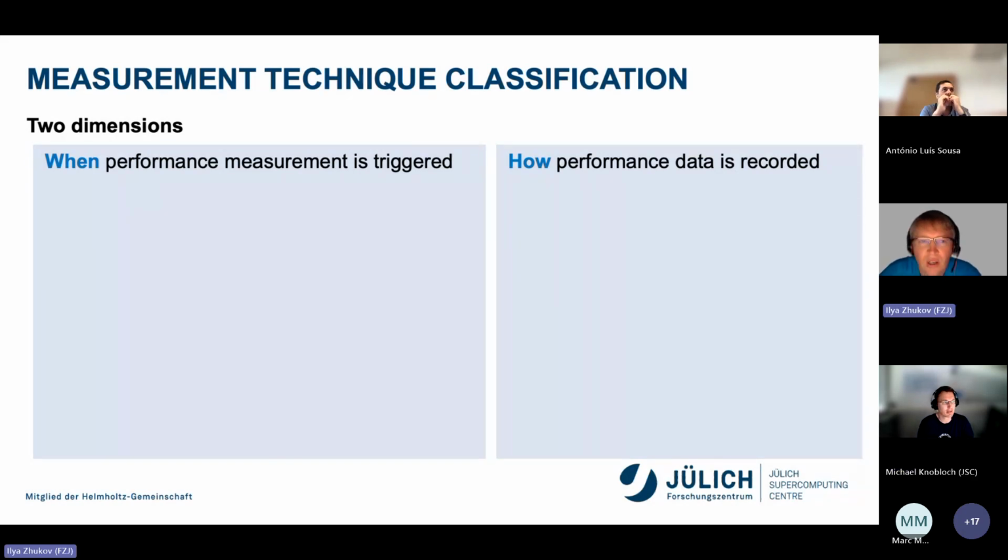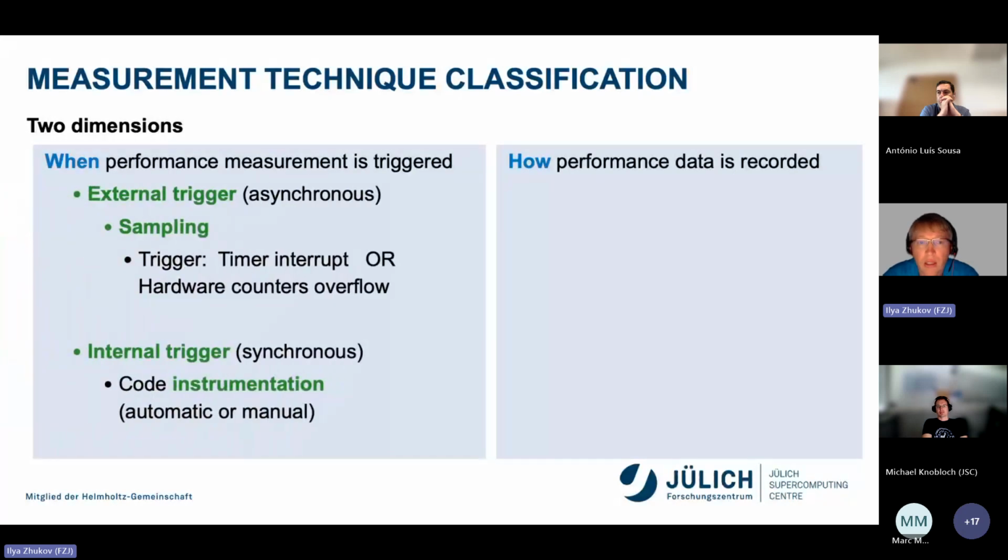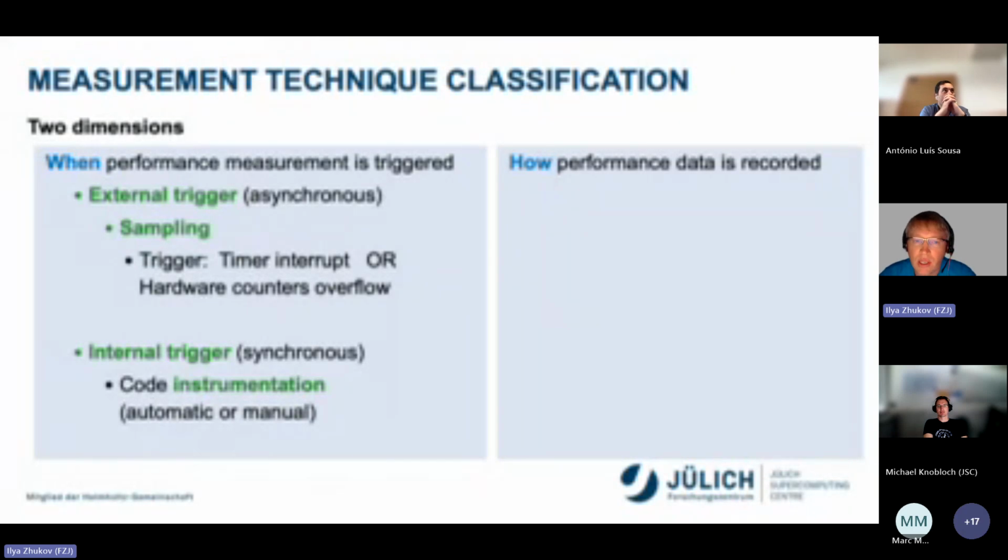Yeah, thank you, Mikhail. So now I'll talk about measurement technique classification. Basically, you can subdivide it in 2 dimensions. First is when our performance measurement is triggered. And there are 2 ways to trigger the measurements. First one is external trigger, also called asynchronous. So it's basically called outside of your own application, so that's why it's asynchronous from your application. And this type is called sampling.